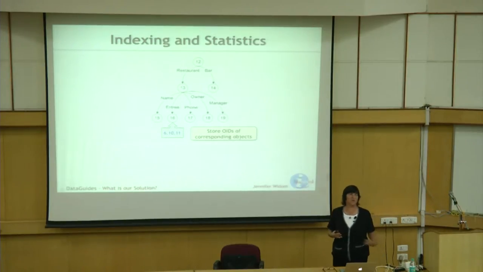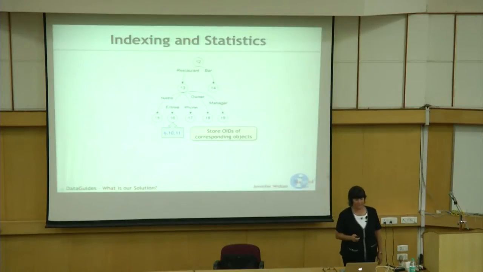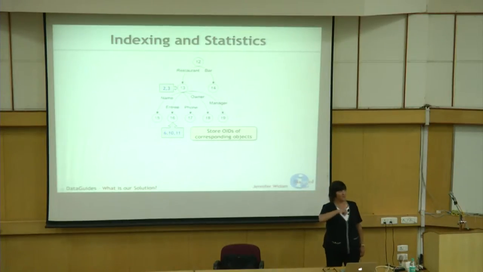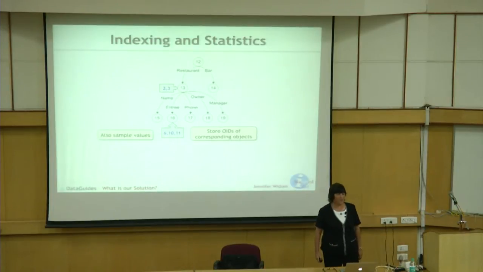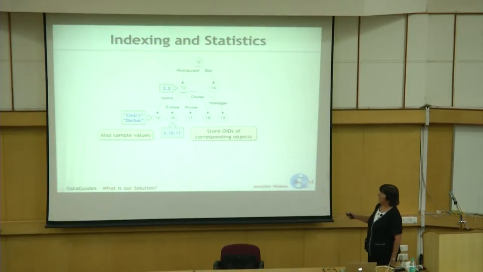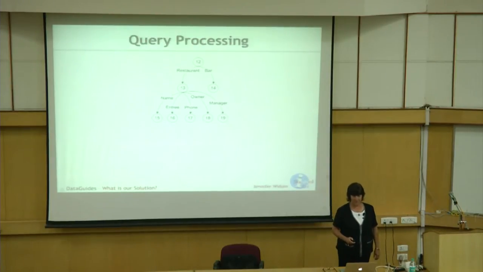This is effectively what was already known as a path index. We didn't invent the idea of an index that follows paths, but we could put it there in the data guide. And that was not only for the leaf nodes, but the internal nodes. So for restaurants here, these are the two nodes that were restaurants in the original database. We also added sample values, and you'll see those in our user interface. If there were a large number of values, we'd just take a few, so we could show the user. So these were example values of what you could reach from restaurant.name, down the restaurant name path.